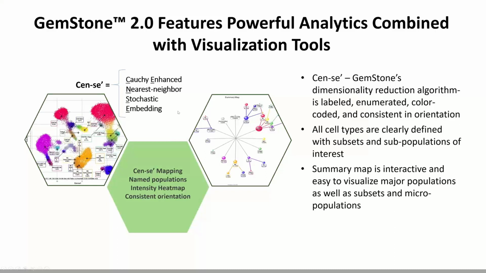Sensei, which is an acronym for Gaussian Enhanced Nearest Neighbor Stochastic Embedding, is a dimensionality reduction algorithm that has been optimized for cytometry data. It is unique in that populations are identified and labeled automatically without having to use manual gating to determine the island identity. This map is interactive and high resolution, allowing you to see the structure inherent in the cell populations and delve deeper into subsets and subpopulations.